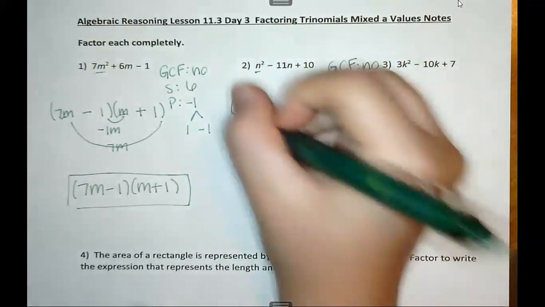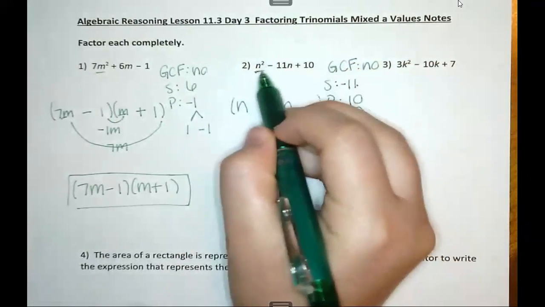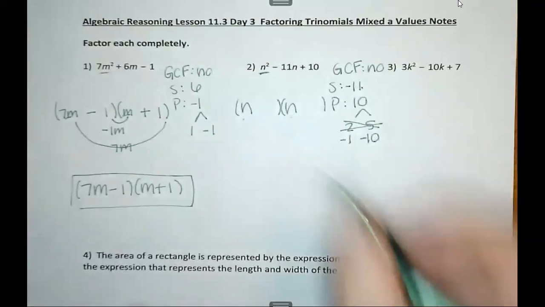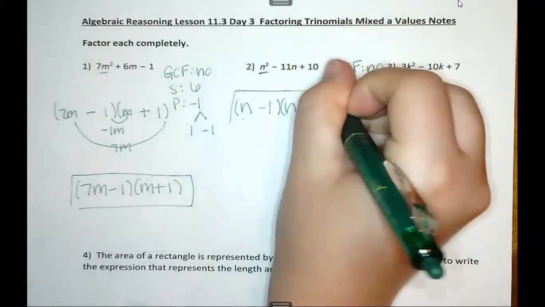I just plug them into my parentheses. I just needed n squared, that would be n, and then I'm going to plug in my -1 and my -10.